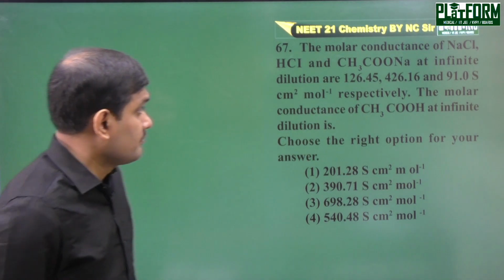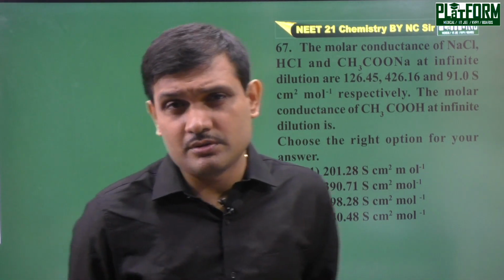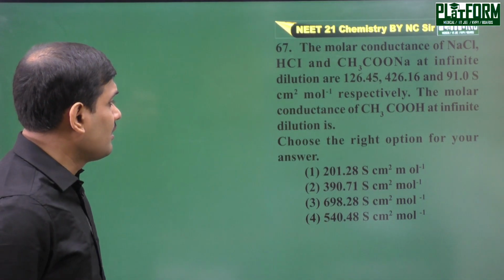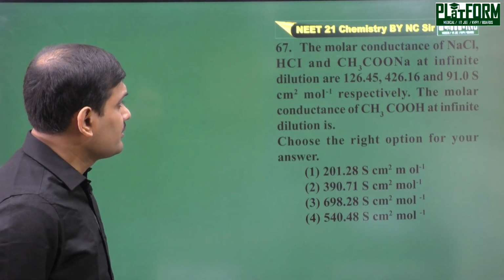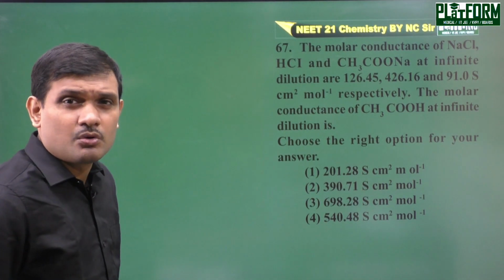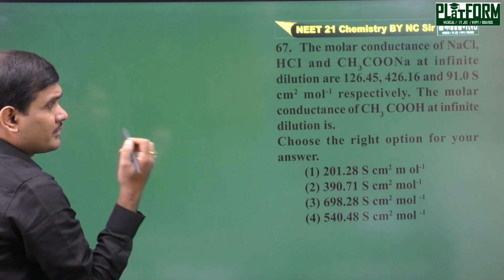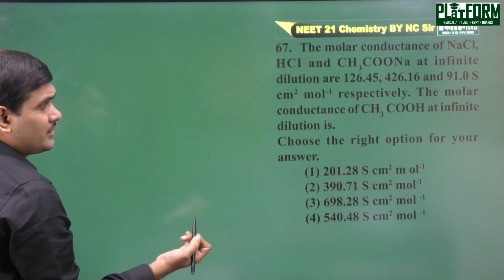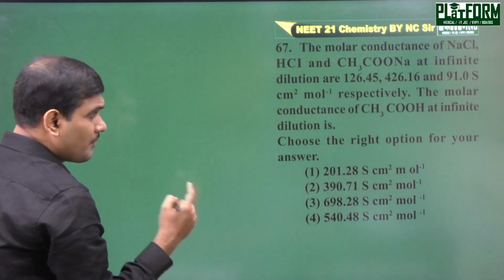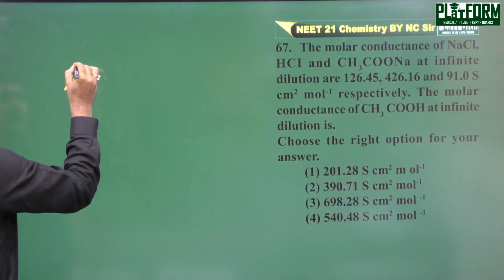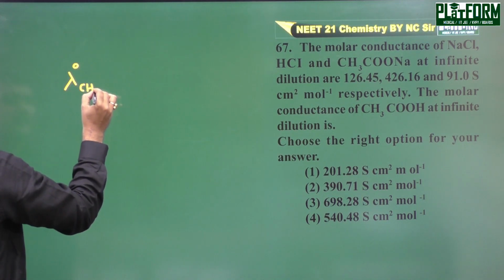The next question is from electrochemistry, conductance. It is a direct application of Kohlrausch's law. The molar conductances of NaCl, HCl and CH3COONa are given. You have to find the molar conductance of acetic acid at infinite dilution.